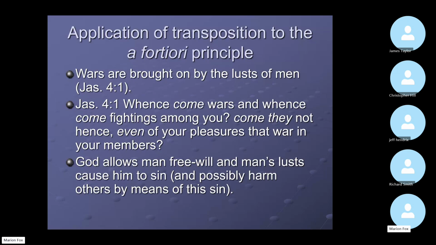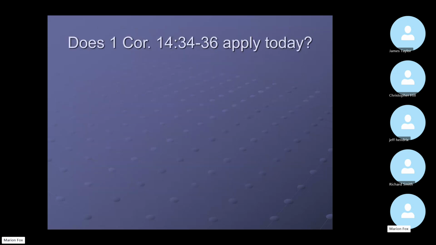I suspect, in what limited knowledge I have, that when Russia attacked Ukraine last year, that was all because they wanted their land, wanted to control them. God allows men free will, and man's lust causes him to sin and possibly harm others by means of this sin. So it's an evil choice of someone else that frequently brings on wars.